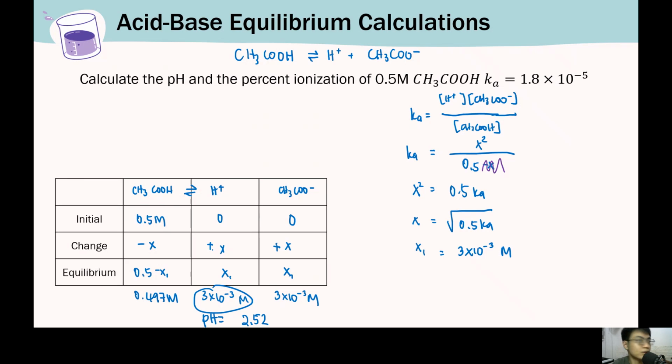Okay, so probably the biggest question for your case is what's the percent ionization? So to get the percent ionization, we'll just use the equation earlier. All you have to do is divide the concentration of your H plus and your original concentration times 100. So let's do that. The equilibrium concentration of the acid is 3 times 10 raised to negative 3, and the initial concentration is just 0.5, times 100.